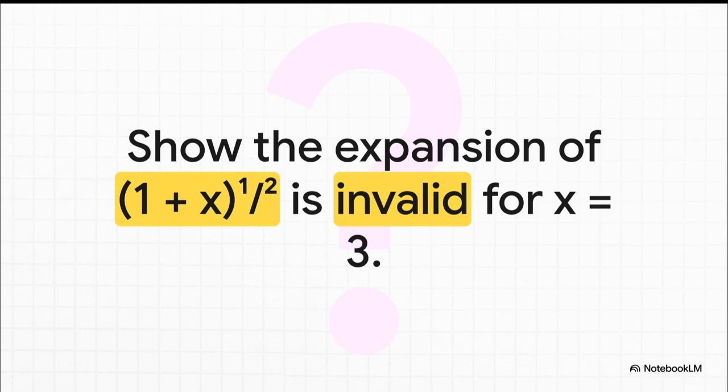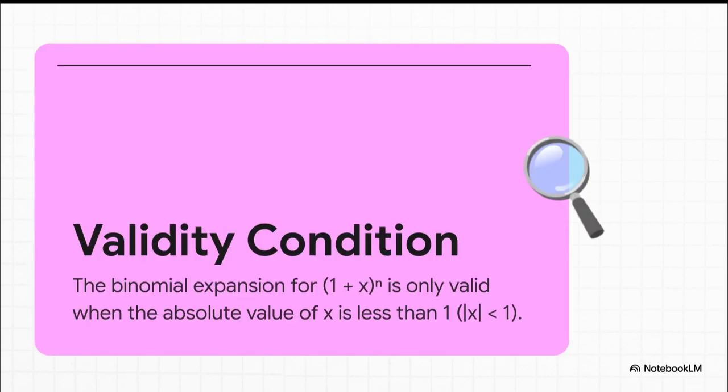Okay, next up, question 6. This one's a little different. It's not about crunching numbers. It's a show that question, which is really a test of, do you understand the rules of the game? We need to prove why the expansion of 1 plus x to the half isn't valid when x equals 3. And the whole thing comes back to that one golden rule we talked about at the start, the validity condition. Remember? This whole expansion business only works, it only gives you a sensible answer if x is small enough. That's the key to this entire question.